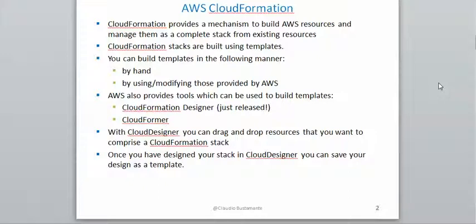Basically, you have resources that are already predefined, and then you can create a template where you can modify, add more elements there, and rerun it again. So for the script, you can create a launch configuration, a load balancer, AMIs, databases, and so forth. CloudFormation stacks are built using templates. You can do it by hand or use a predefined template that AWS provides.